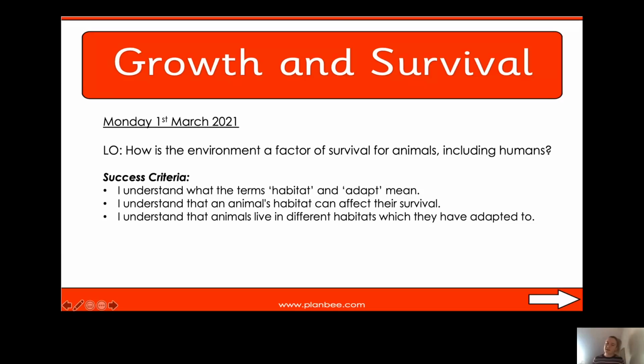So by the end of today's lesson, you will understand that animals live in different habitats, okay, and that they have adapted to these habitats. You'll also understand that an animal's habitat, like I said, can affect their survival, but I wonder how it can affect their survival. Now here we have two words, habitat and adapted. Now don't worry if you don't know what these words mean just yet, because we'll be looking at them together in a little while, and by the end of the lesson you will be able to tell me what these two words mean.